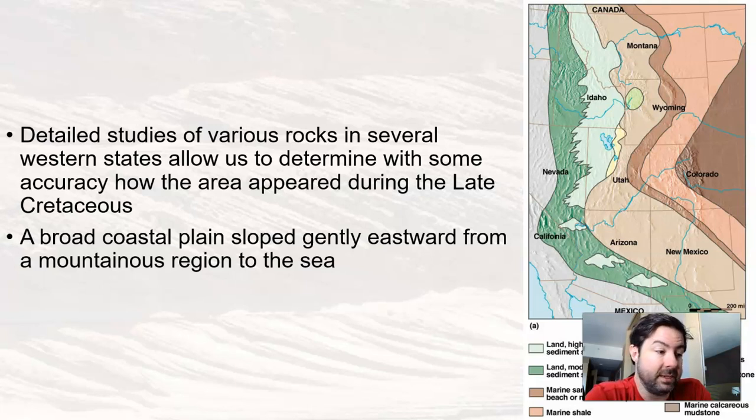For instance, this is an example of how the area appeared during the late Cretaceous. It's the last period in which the dinosaurs existed. We had a broad coastal plain sloped down gently eastward from a mountainous area down to the sea, down to the ocean yet again. So we actually had more of a large mountain range in this area. And as we move in this direction, we get sedimentary rocks that indicate deeper and deeper sea levels.